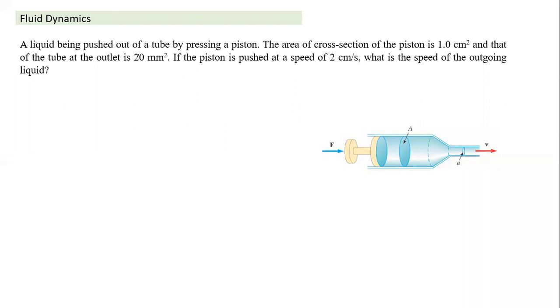So liquid is being pushed out of a tube by pressing a piston. The area of cross-section of the piston is given. So this area is given, A is equal to 1 centimeter square. And that of the outlet of the tube, this area also is given. Area is equal to 20 mm square. Okay. And if the piston is being pushed at the speed of 2 centimeter per second, so this piston is moving at the speed of 2 centimeter per second. What is the speed of the outgoing liquid? So we have to find what is the value of V here.